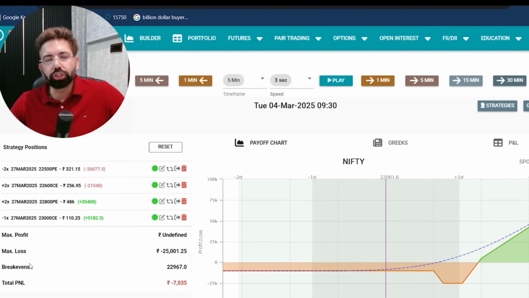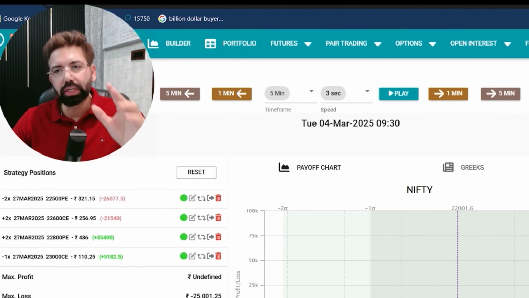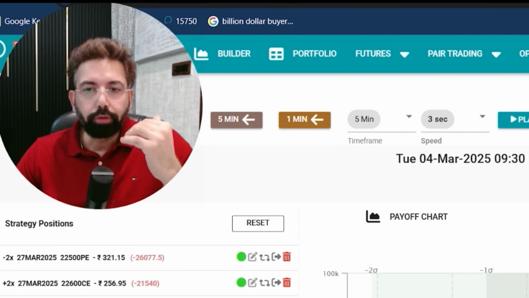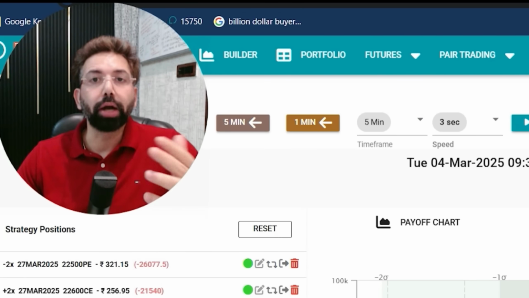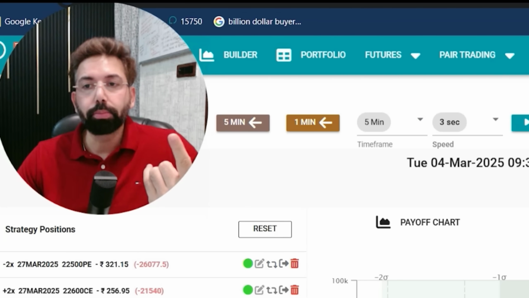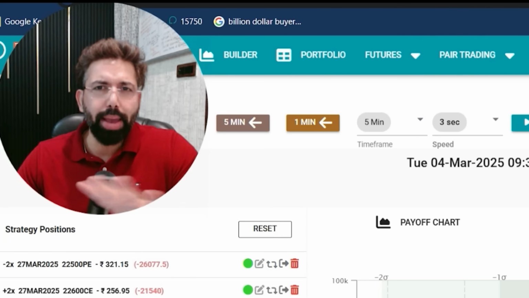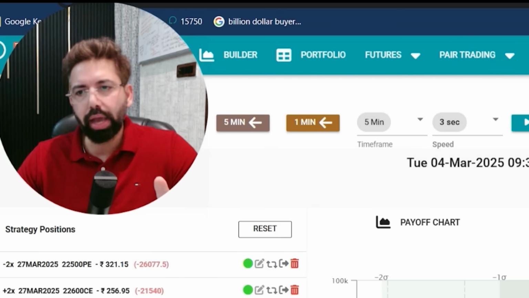Whenever you adjust any strategy, a couple of things you must keep in mind. Number one, for adjustment we do not want to give a lot of margin. Number two, the adjustment should be safer. Now, I can adjust it in many different ways. There are a lot of ways by which I can do it.